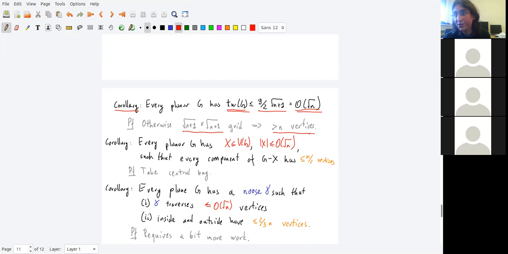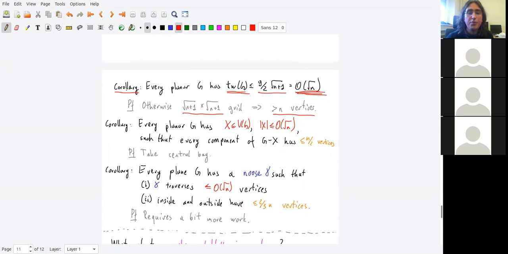So just from the grid minor theorem, I can derive the existence of a tree decomposition of width square root n. And this is tight because of the grid. So in particular, if you remember, if I have a graph of treewidth k, then it has a balanced separator of size at most k plus 1. Taking the central bag of a tree decomposition gives you a set of vertices so that if you delete this set of vertices from the graph, every connected component that you get has at most half of the vertices. This is one of the lemmas that was used in the approximation algorithm for treewidth. So by applying this for treewidth square root n, every planar graph has a subset of vertices of size square root n such that every connected component after removing it shrinks significantly, by at least half.